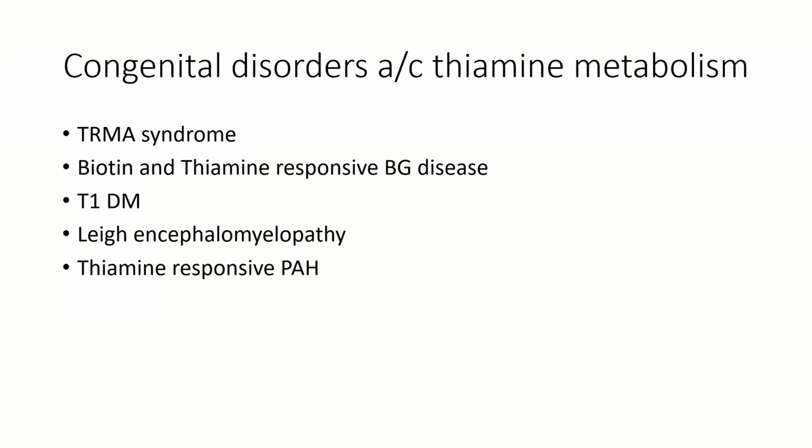The next deficiency state is the congenital disorders which are associated with thiamine metabolism. We'll briefly discuss the important ones in the coming slides. So we have thiamine-responsive megaloblastic anemia syndrome, biotin and thiamine-responsive basal ganglia disease, and type 1 diabetes mellitus. It being a carbohydrate metabolism disorder, it has been seen that these kids, if supplemented with thiamine, have better glycemic control. Then we have Leigh encephalomyelopathy and thiamine-responsive pulmonary artery hypertension. This is very important.